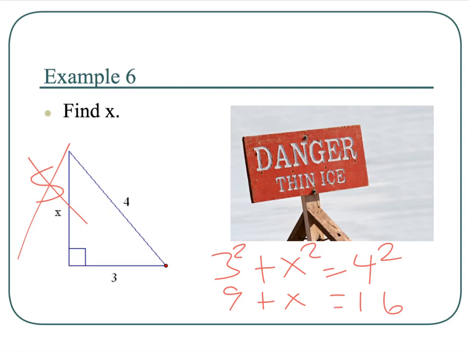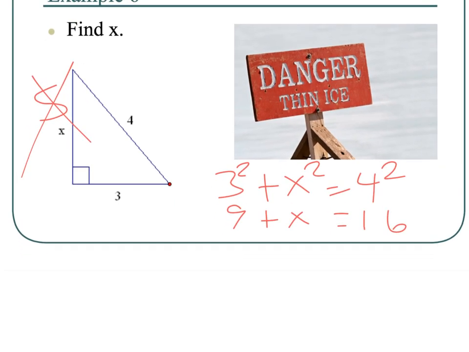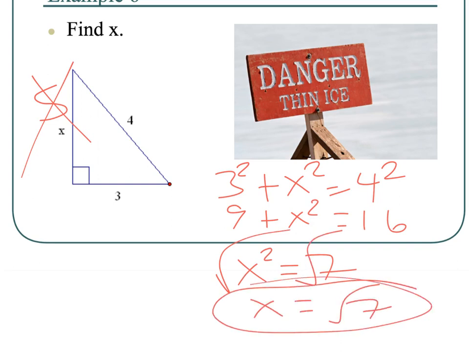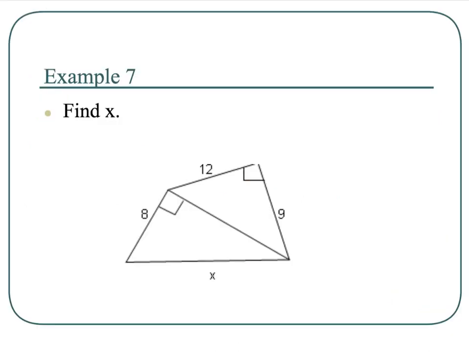All right, so I've got to move this around because I'm running out of room. So x squared is equal to 16 minus 9, which is 7. Square root it, so x is equal to the square root of 7. So you do have to be careful about jumping the gun in your triples here. But again, they are a huge time saver when used properly.